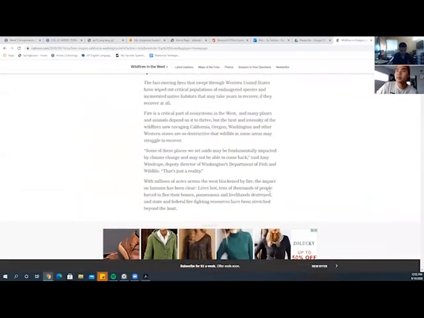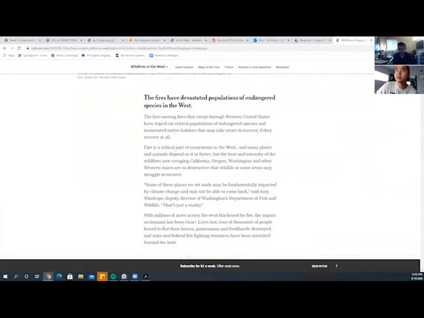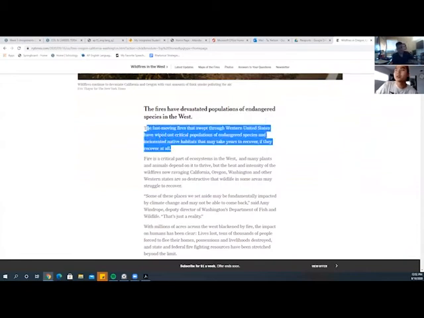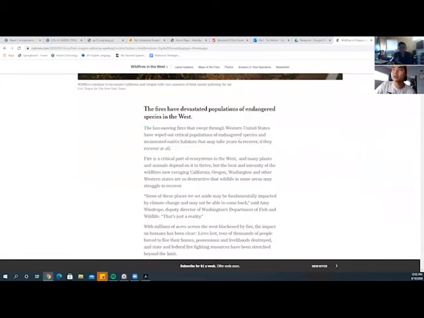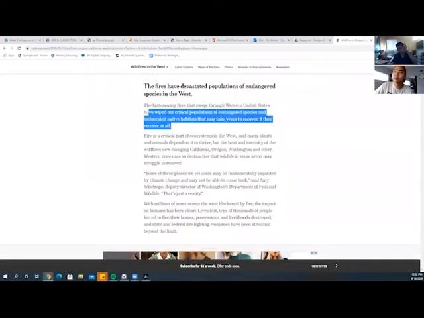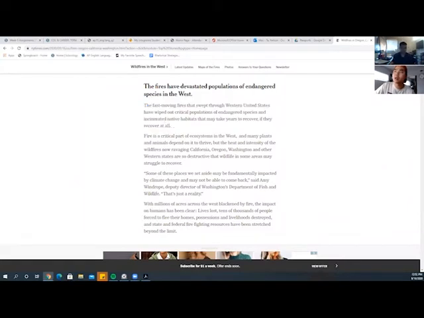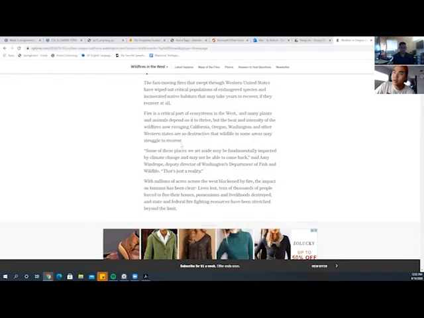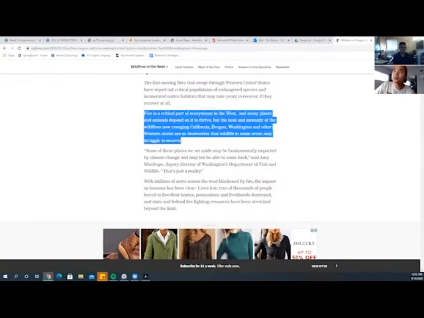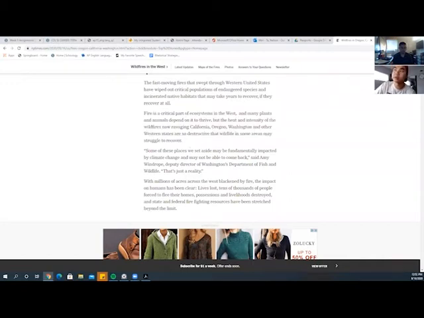If you see, we have our lead. "The fast-moving fires that have swept through the Western United States have wiped out critical populations of endangered species and incinerated native habitats that have taken years to recover, if they recover at all." So the lead tells us that there's fires in the Western United States. We know what's happening. And then the nut graph: "Fire is a critical part of the ecosystem in the West, and many plants and animals depend on it to thrive. But the heat and intensity of the wildfires now ravaging California, Oregon, Washington, and other Western states are so destructive that wildlife in some areas struggle to recover."